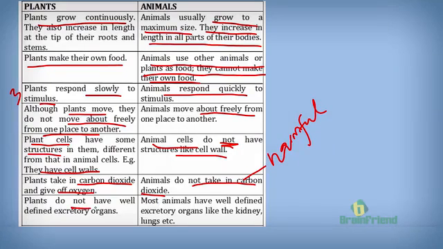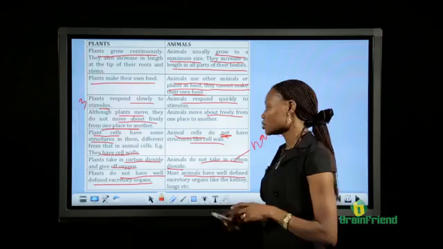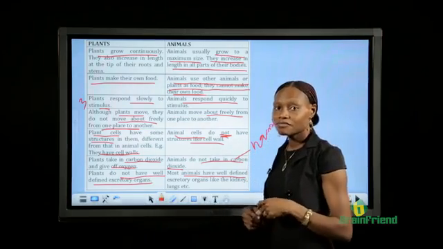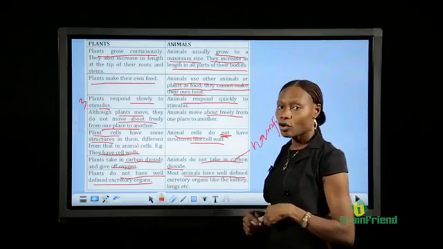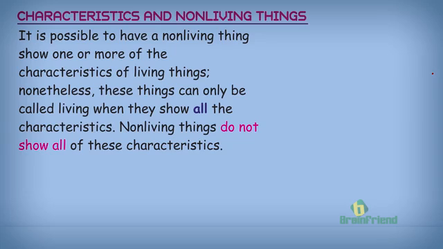Furthermore, plants do not have well-defined excretory organs. But animals, yeah, we do. Remember I said the kidneys, the skin, the lungs are all examples of excretory organs in animals. We'll be looking at some other things, characteristics and non-living things.